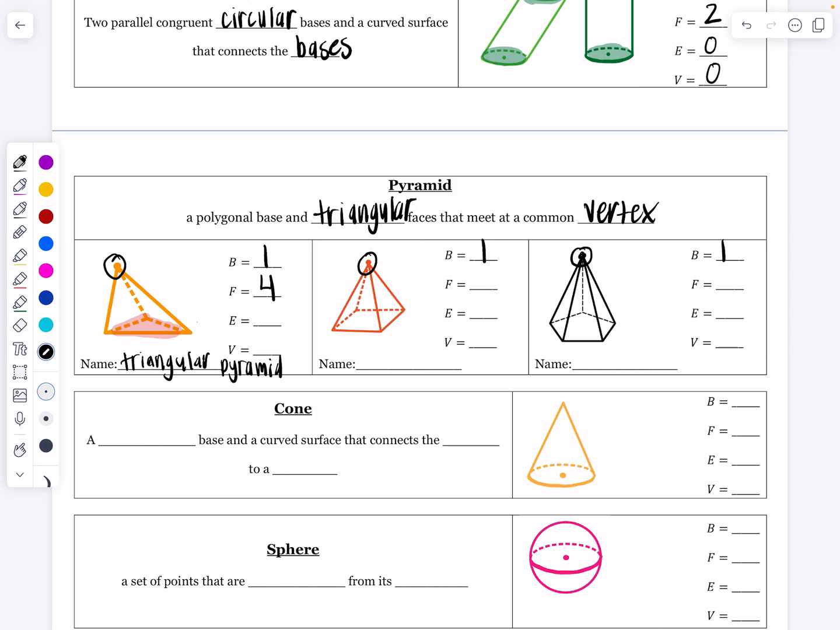And then I have how many edges? I would have a total of 6. So 3 on the walls, 3 on the floor. How many vertices? I'd add those points here. I would have 4 total vertices. So 1, 4, 6, 4.